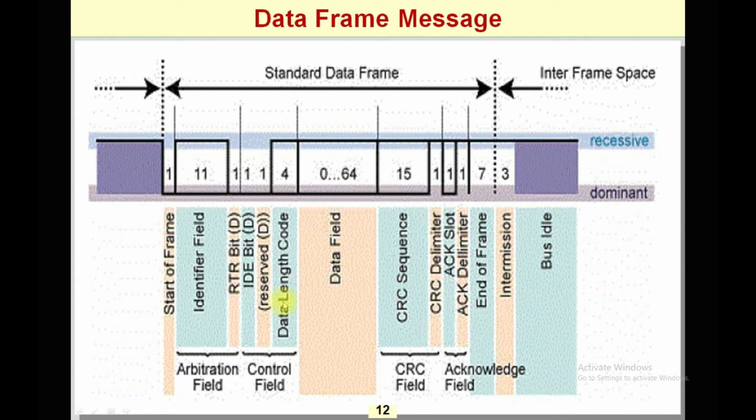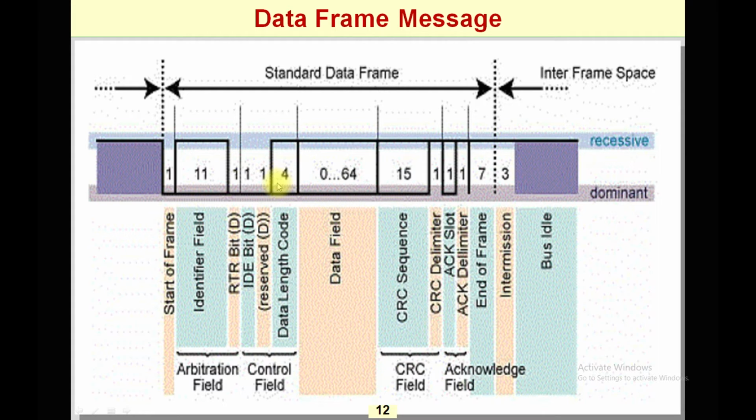After that, there is the data length code. The data length code is a 4-bit code. When these 4 bits are 1000, 8 bytes, or 64 bits, are getting transmitted in this CAN data frame. If this data length code is 0000, no bit is getting transmitted in this data frame. So the length of the data is determined by the CAN data length code in these 4 bits.